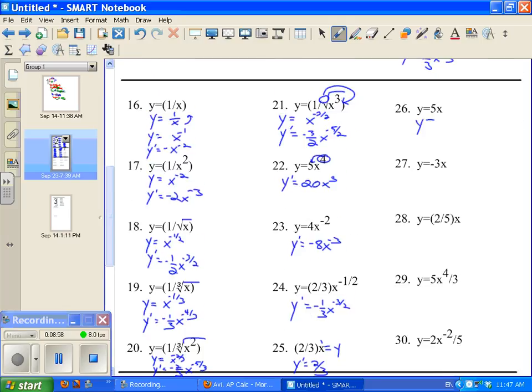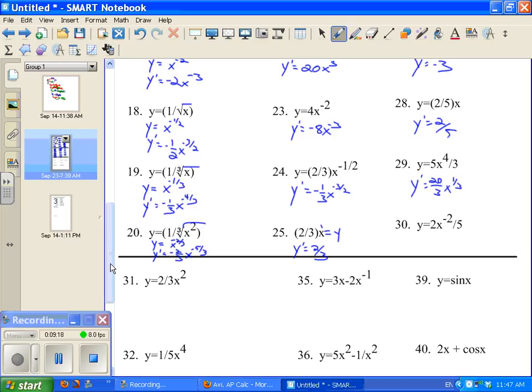5. Negative 3. Whatever the next one is. 2/5. Whatever 4/3 times 5 is. 5 over 1, so 20 over 3 x to the 1/3. Good. Okay, so it's negative 4/5 x to the negative 7/5.